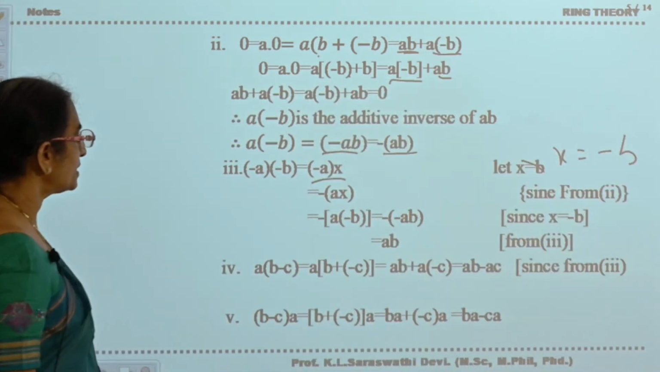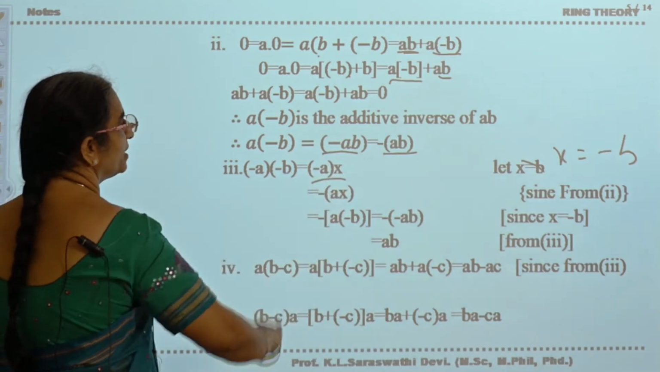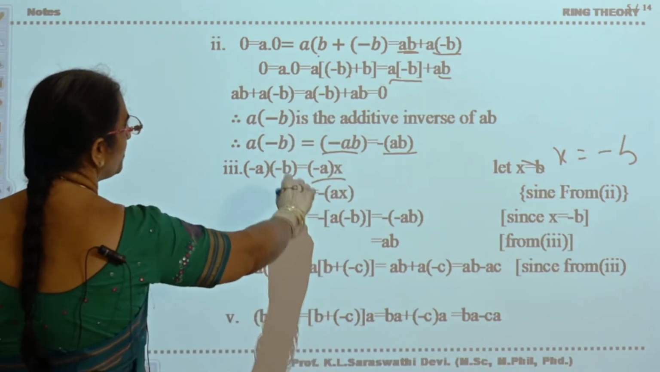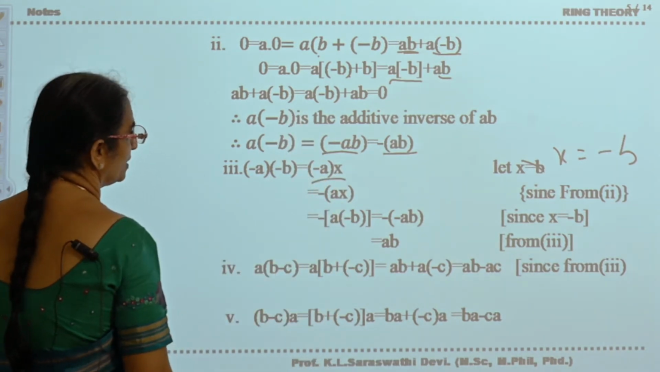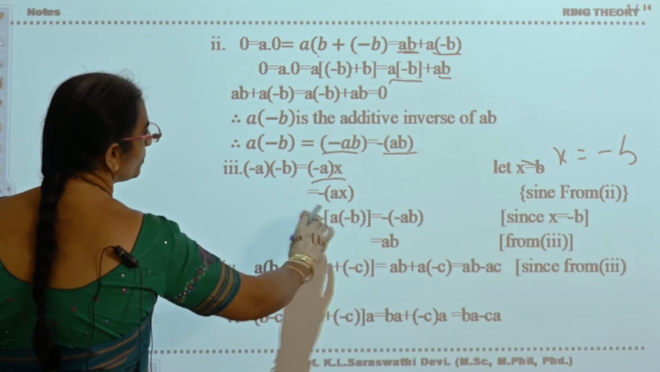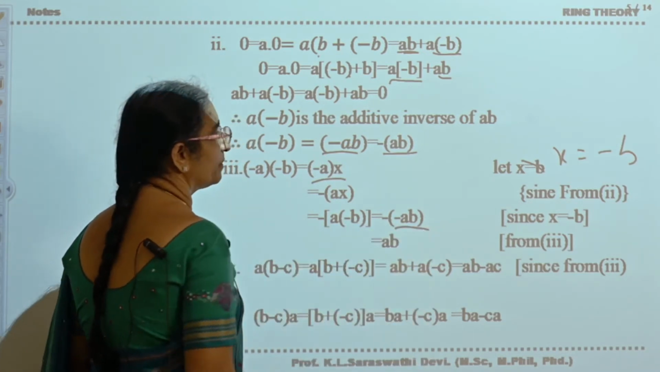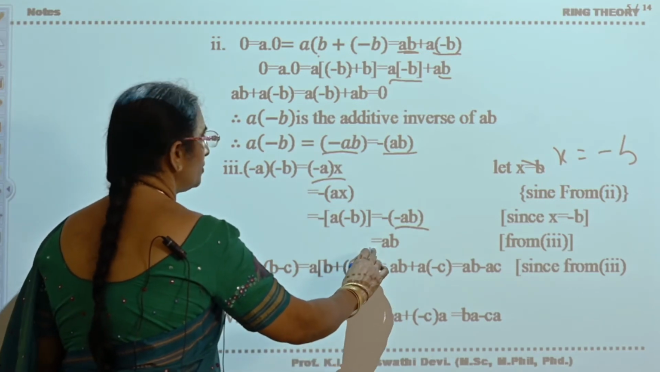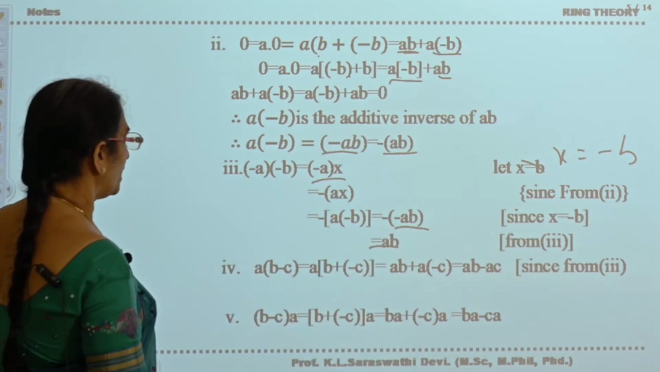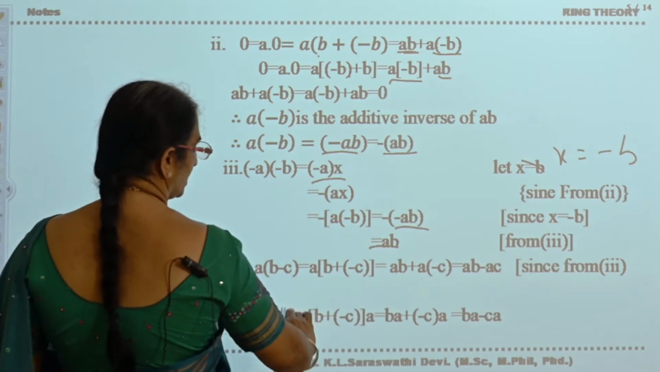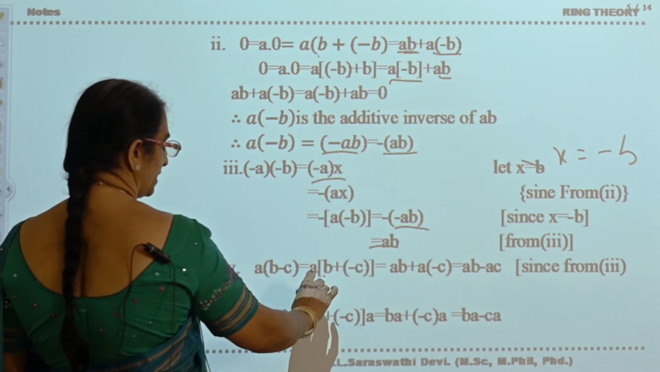Now, minus a into minus b is equal to minus a into x. Now, by the above property it is minus ax. So, minus of a into minus b, minus a into minus b is minus ab. Therefore, this is equal to ab. Okay. Next, a into b minus c is equal to a into b plus minus c.